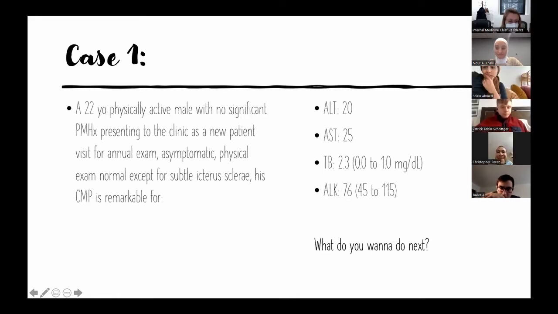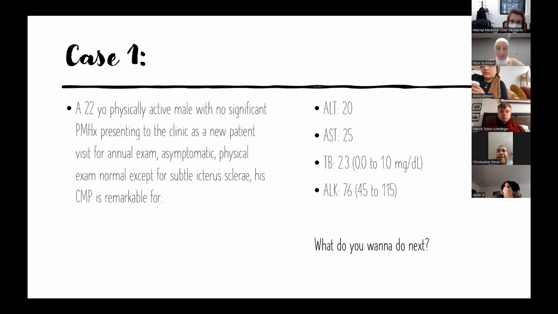Okay, I'll read it. A 22-year-old physically active male with no significant past medical history presents to the clinic as a new patient visit for an annual exam. A symptomatic physical exam is normal except for subtle icterus sclerae. His comprehensive metabolic panel is remarkable for an ALT of 20, AST 25, total bilirubin of 2.3, and an alkaline phosphatase of 76. So what's the abnormality here?